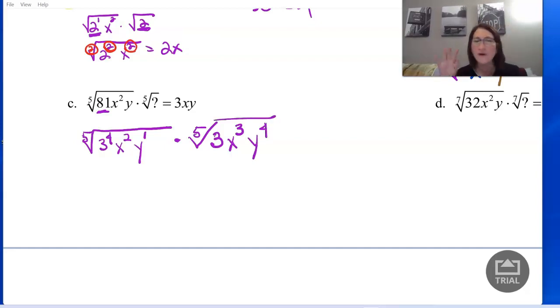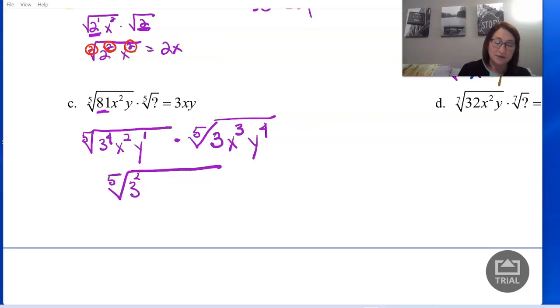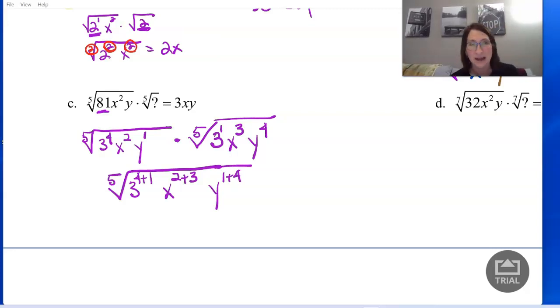If all of that now comes together, that would give us the 5th root of 3 to the 4 plus 1, because there's my 1, x to the 2 plus 3, and y to the 1 plus 4. Now all of our exponents equal the index. And so this is going to give me my roots of 3xy.